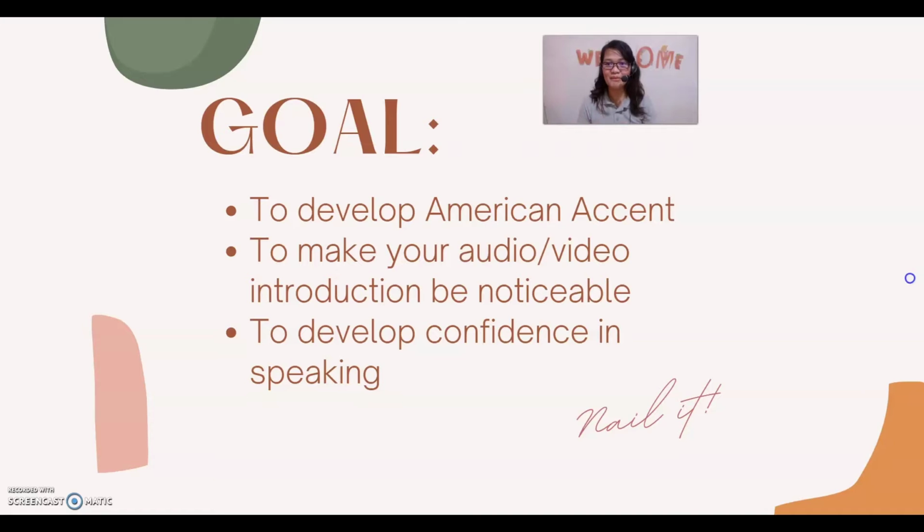So when you review about your accent and pronunciation and also intonation, you will be aware of how to pronounce such words. And when you record your audio and video introduction, you will be confident because you will know how to pronounce words and how to enunciate, and you'll also be aware with your pronunciation and intonation.